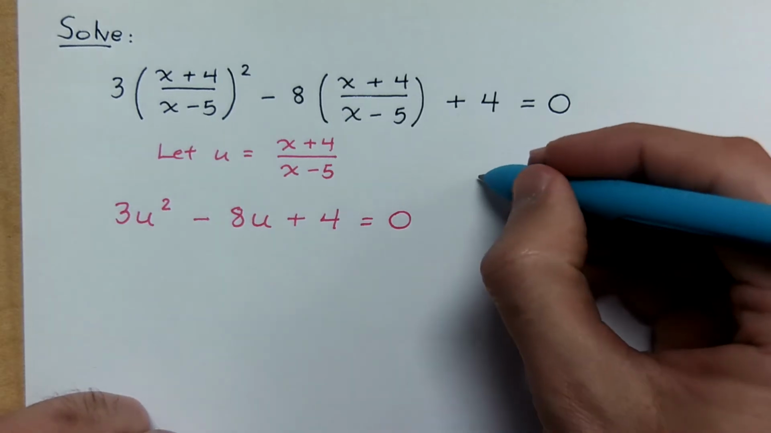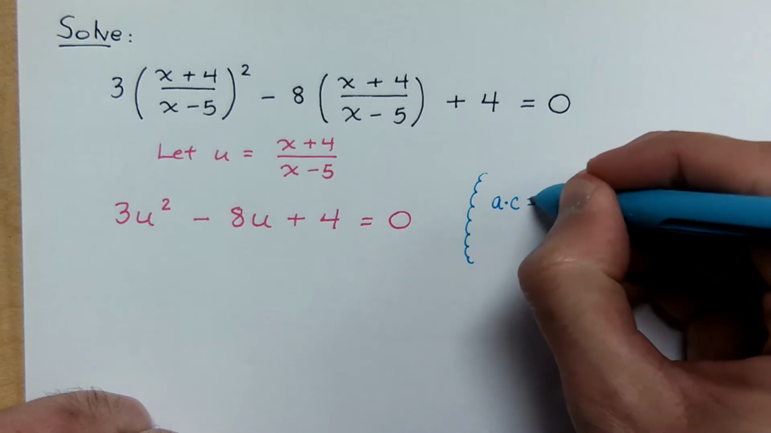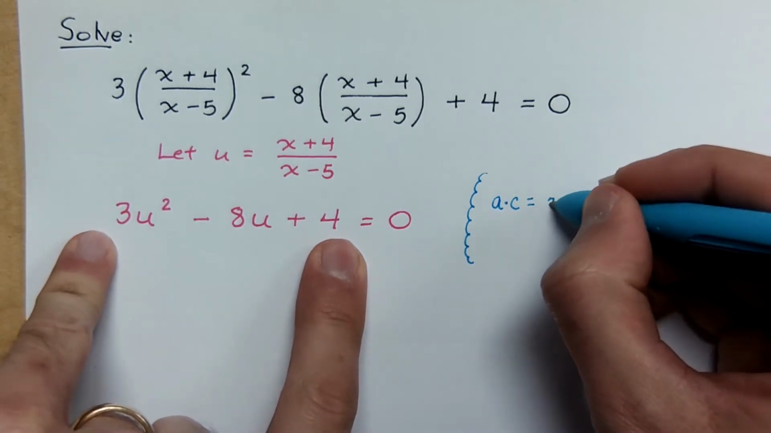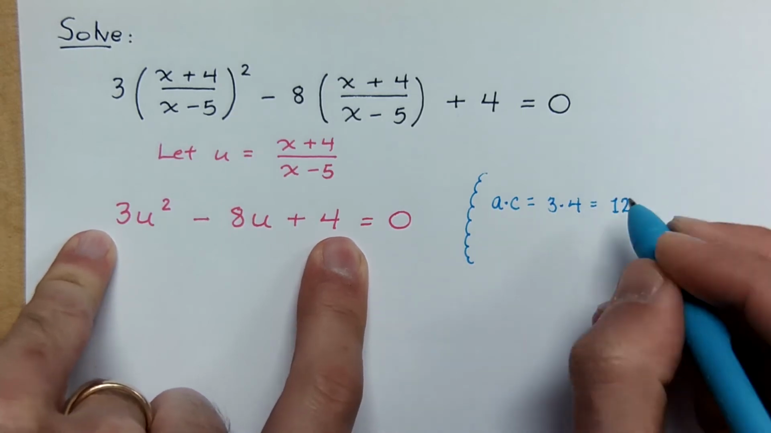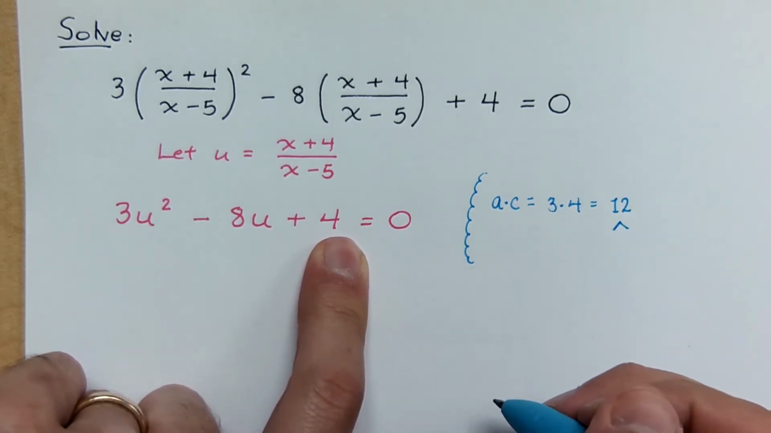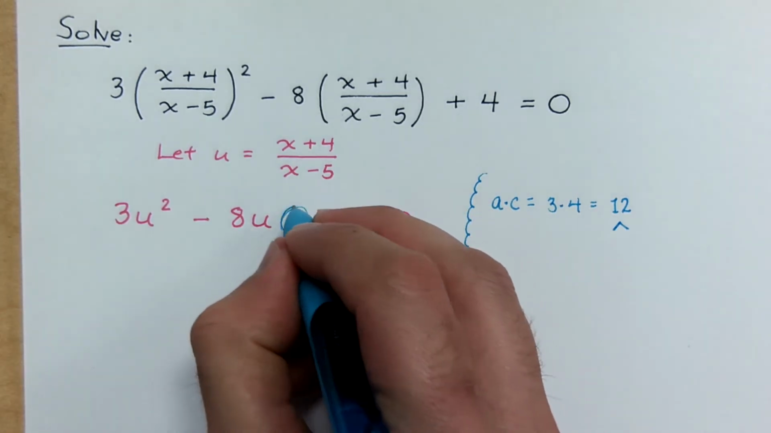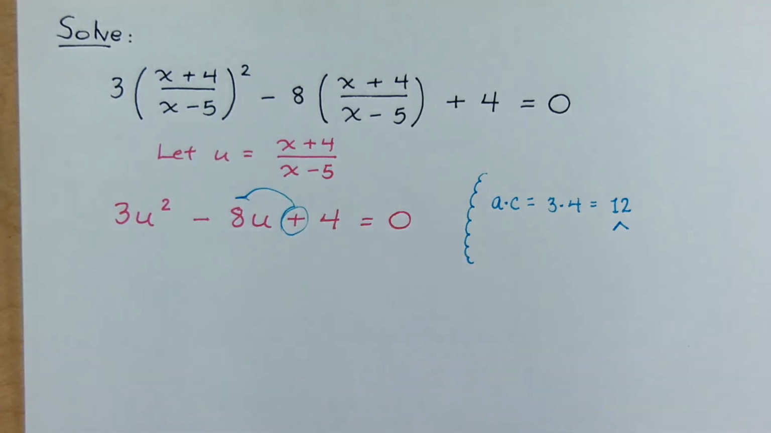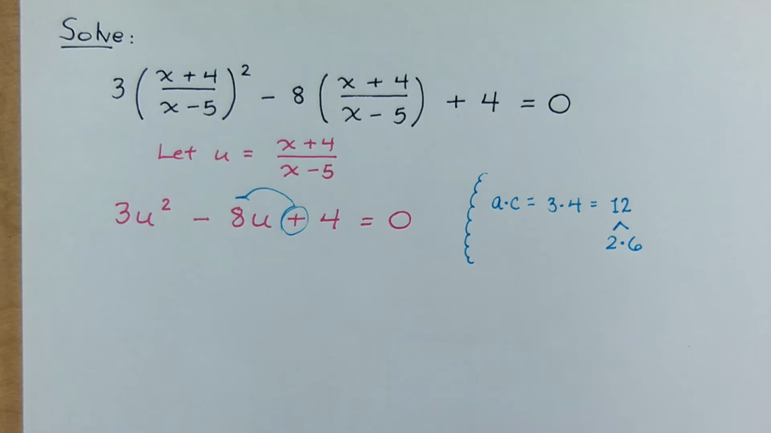Maybe off to the side we do that AC method again, right? AC being 3 times 4 equals what? I'm going to take the 3 and the 4. That product is 12. I need to find factors of 12 that do what? Not that go into 8, but we want them to add to get 8. That's the key phrasing there. So, what are the factors for 12 to add to 8? 2 and 6.